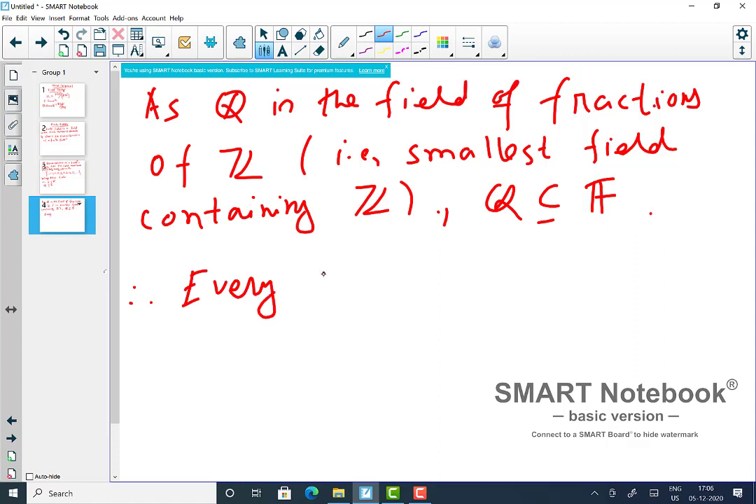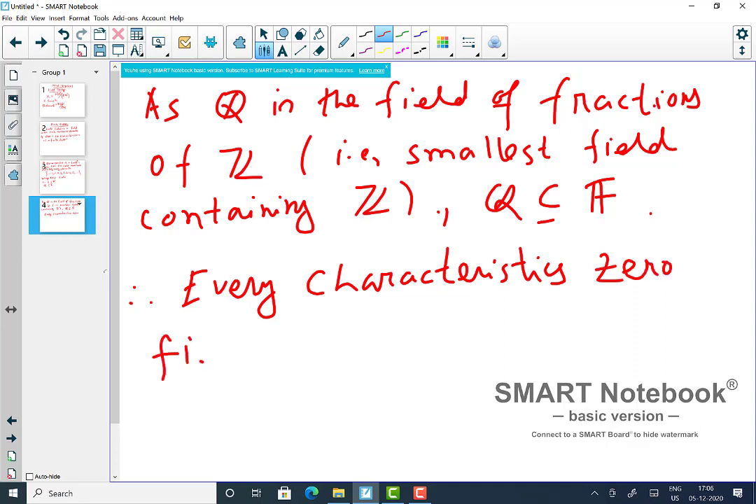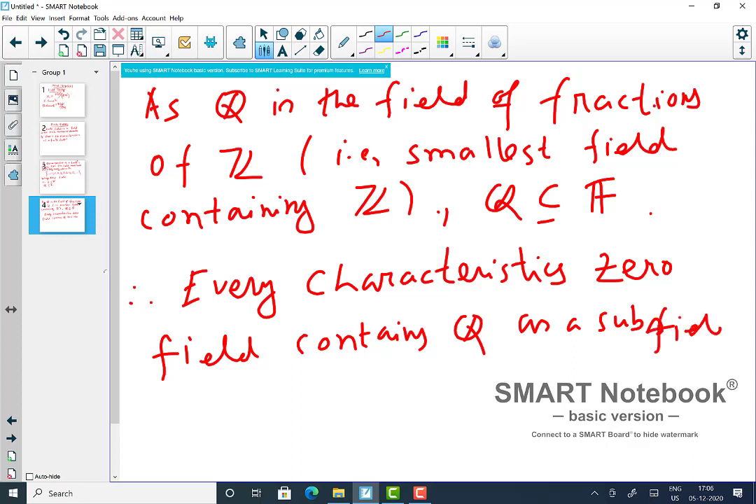every characteristic zero field contains Q as a subfield, right? Subfield, and hence a finite field cannot have characteristic zero.